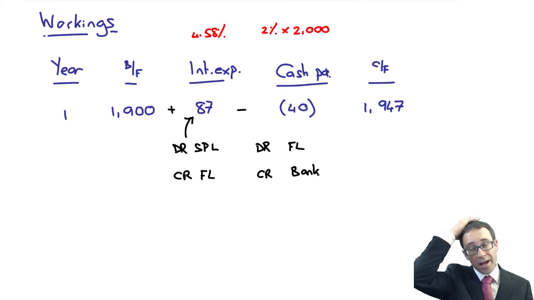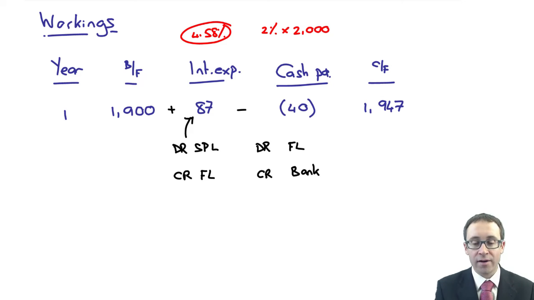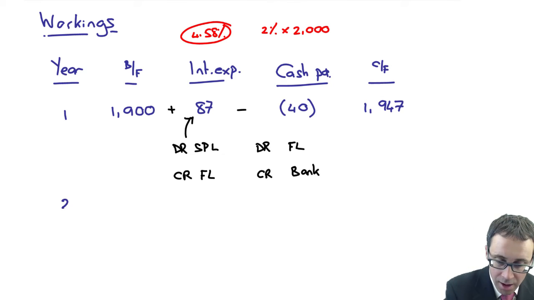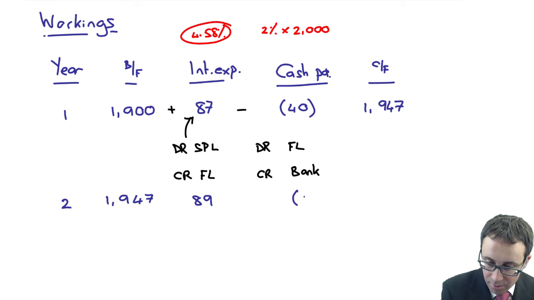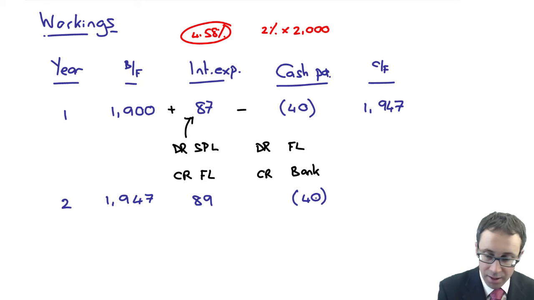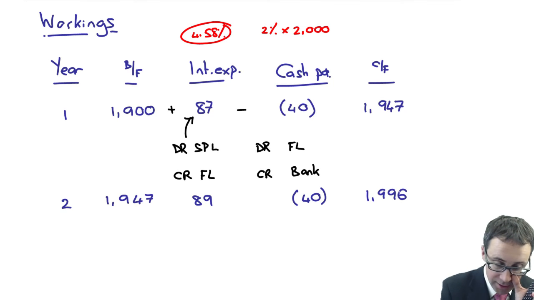Okay. So again, we're accounting for the substance, and accounting for the substance means that we apply a rate of 4.58%. Year two, I have an opening liability of 1947. That gives me 89, and I deduct the 40. So 1947 plus 89 less 40 gives me a liability of 1996.